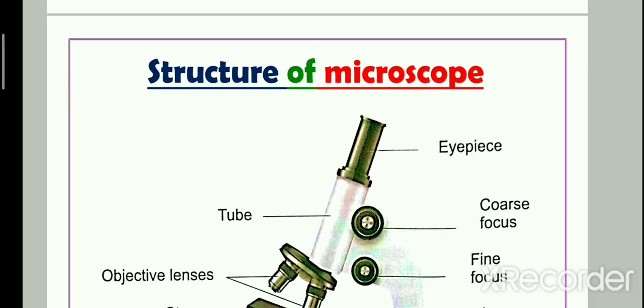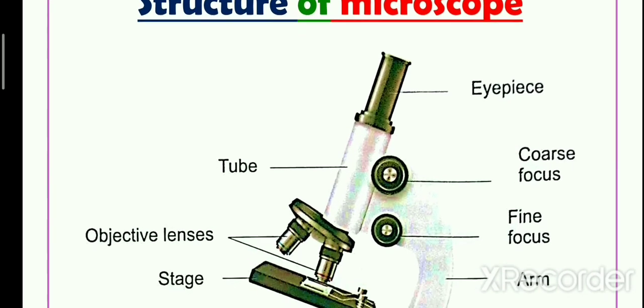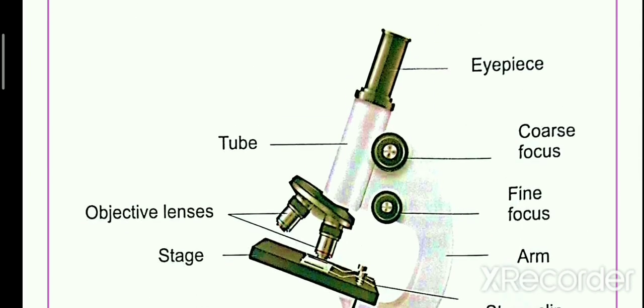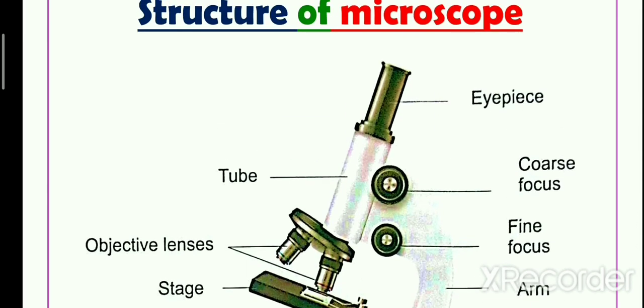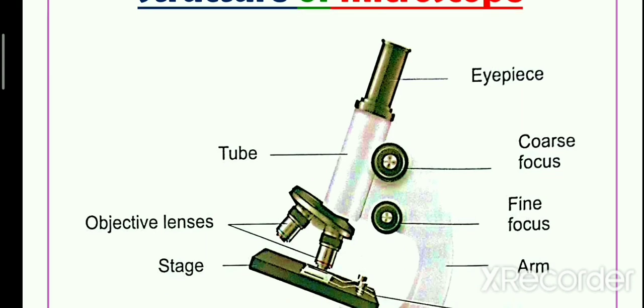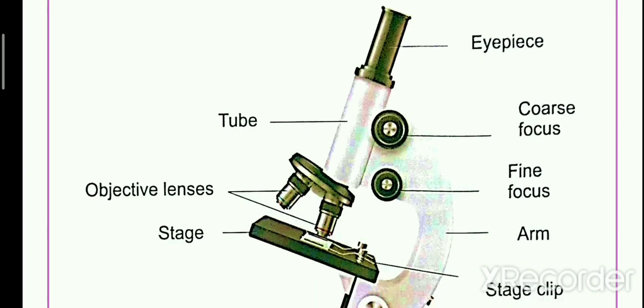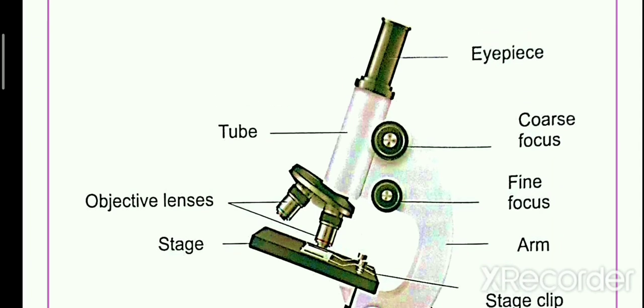Now we want to know the structure of the microscope, or parts of the microscope. Repeat after me. The first part of the microscope is called the eyepiece. The second part, under the eyepiece, is called the tube. And there is the coarse focus and the fine focus. When we observe a slide under the microscope, we must rotate the coarse focus and fine focus.